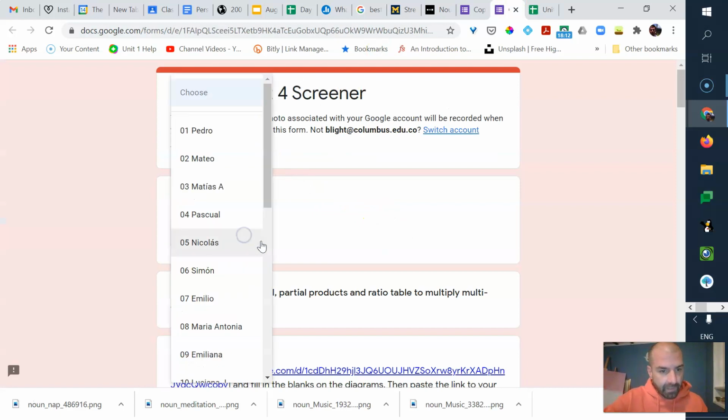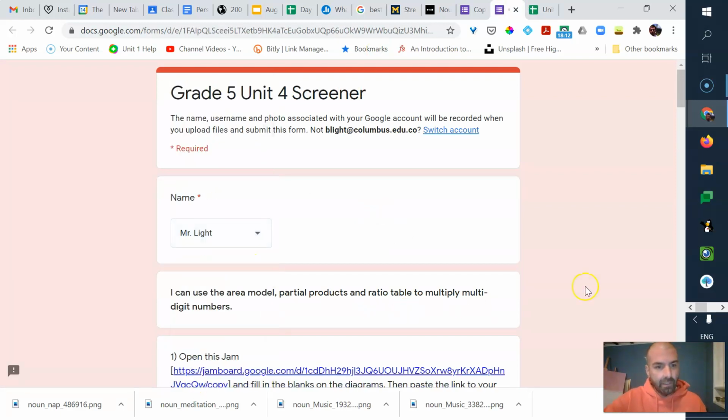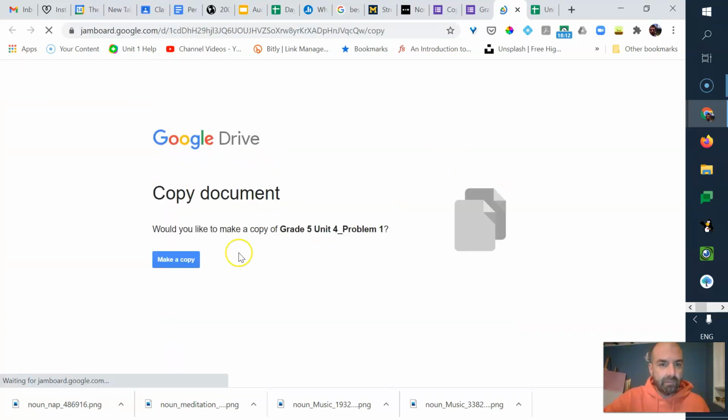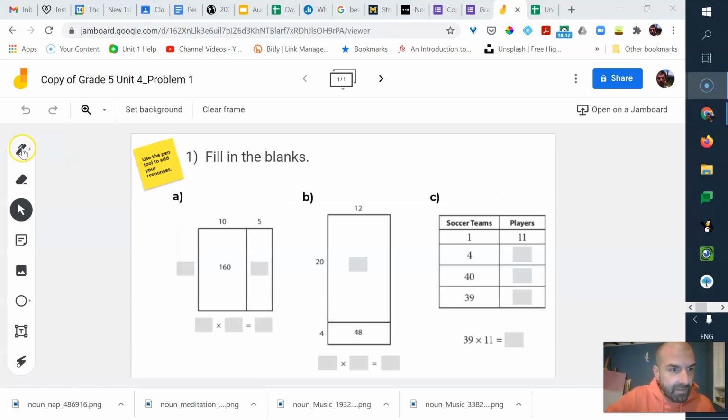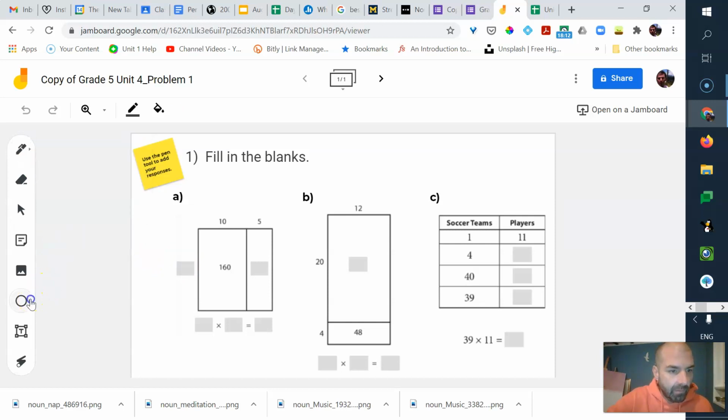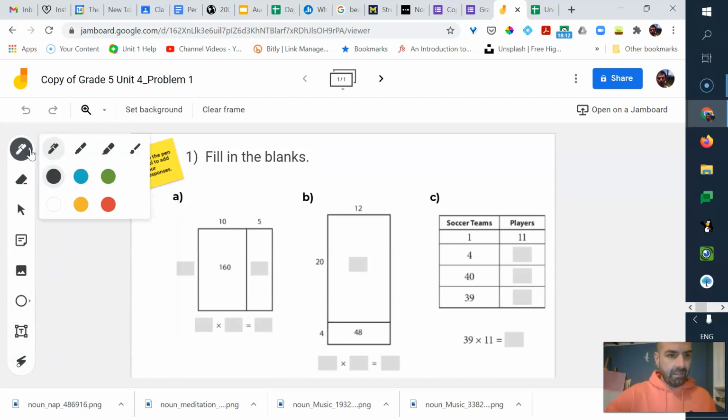Let's see here. I don't know if I added my name here or not. I did. Okay. I can use the area model, partial products, and ratio table to multiply multi-digit numbers. All right, so I'm going to open this Jamboard. Okay, so I have to copy this. All right, so looking at this, it says to use the pen. Not a great fan of the pen, but it is what it is. Let's see. I have different types of pens. All right, pen. Is there like a size? Oh well, I'm wasting time here.